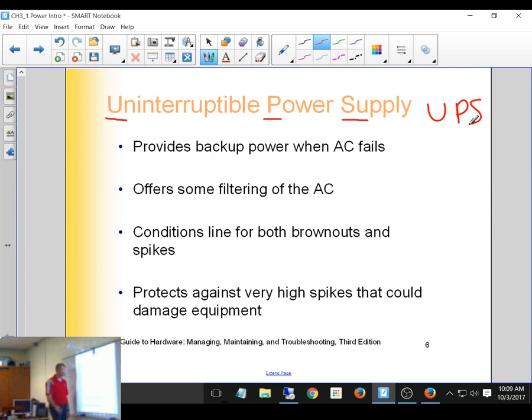Okay, it filters the AC power. It conditions the line for brownouts and spikes. UPS does it all. Okay, all the power continually goes through a computer and a battery before it comes out of the plugs. Okay, so it protects against very high spikes that could damage equipment. It keeps things running if all power goes out.